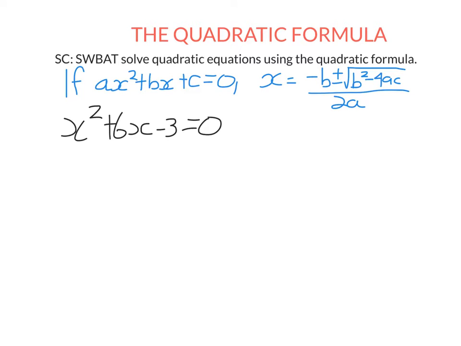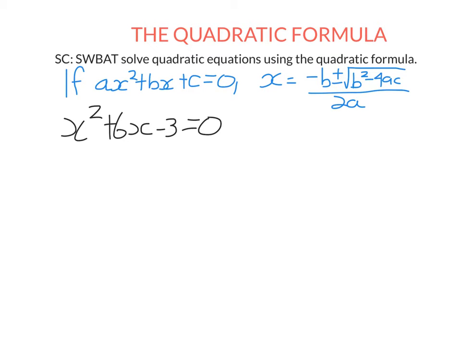Let's solve this equation: x squared plus 6x minus 3 equals 0. We can't use our factorization methods because we can't, at least not easily, find two numbers that multiply to negative 3 and add to 6. So we're going to use this formula to find the solutions.